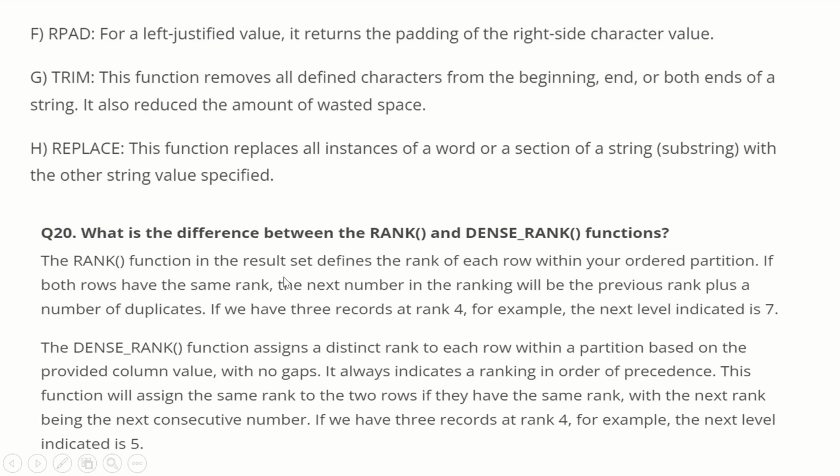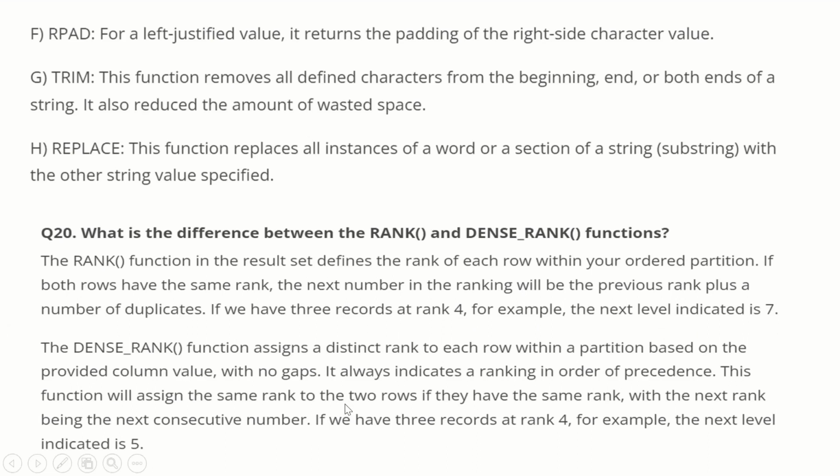The next question: what is the difference between rank and dense rank functions? The rank function in the result set defines the rank of each row within your ordered partition. If both rows have the same rank, the next number in the ranking will be the previous rank plus the number of duplicates. If we have three records at rank 4, for example, the next level indicated is 7.